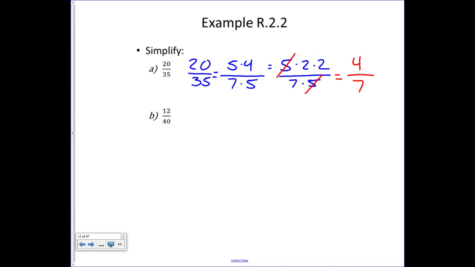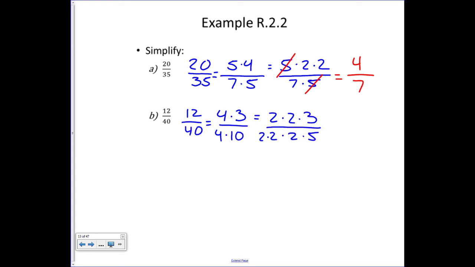We can do the same thing with 12 over 40. 12 is just 4 times 3, which is 2 times 2 times 3. 40 is 4 times 10, which is 2 times 2 times 2 times 5. Now, once again, we can get rid of the ones that are the same top and bottom, so 2's and 2's. And what we're left with is 3 over 10.